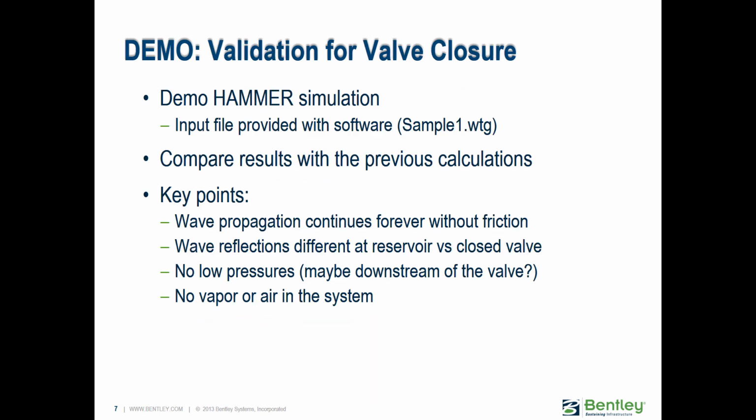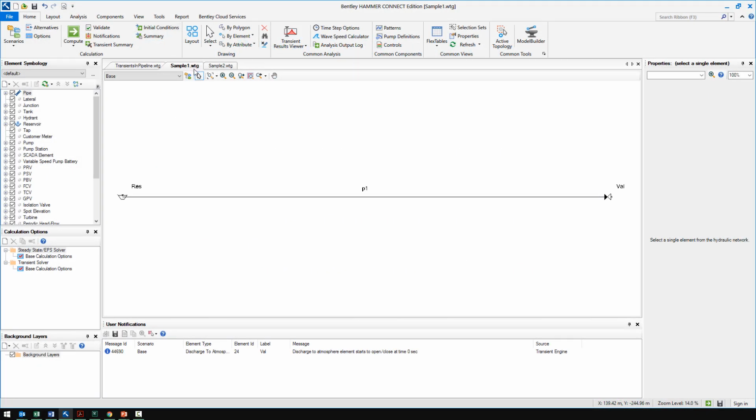So what we're going to do is switch back to Hammer, and I'm going to show you a quick demo. I'll show you quickly the results of a simple transient analysis, to validate the Joukowsky equation and also show some concepts about wave propagation. So I'm going to bring up Hammer here. What we have here is a sample that's included with Hammer. It's sample 1. This is just a very simple one-pipe model.